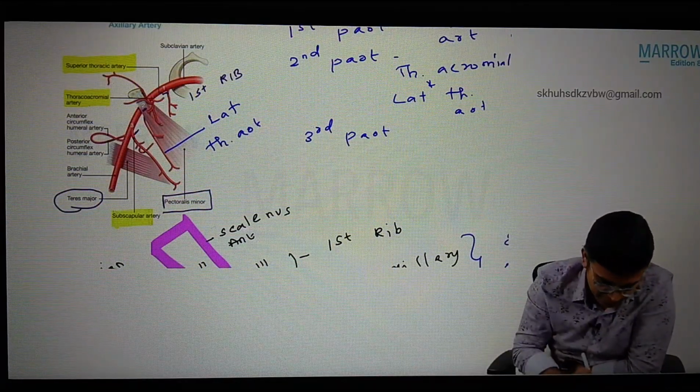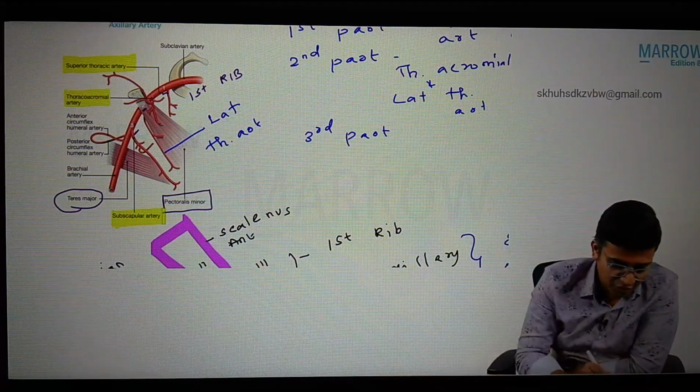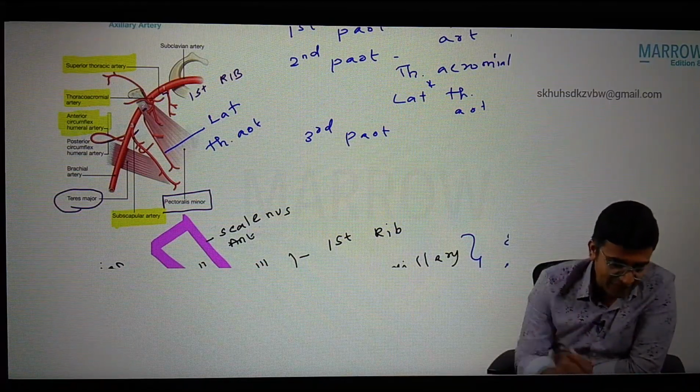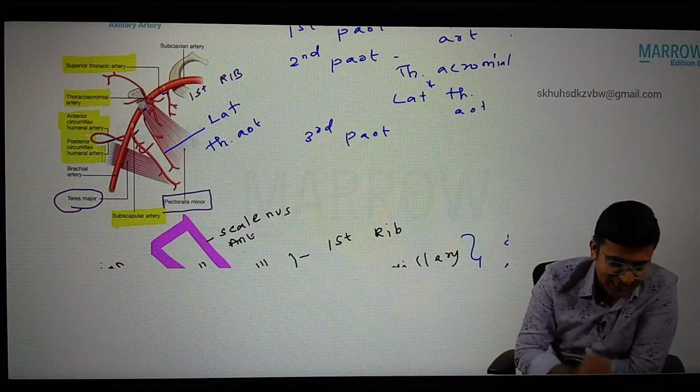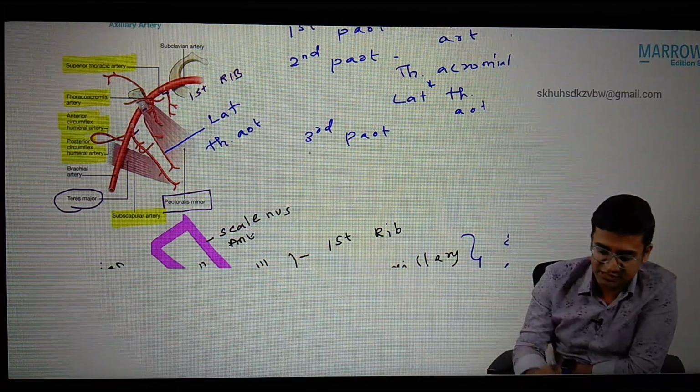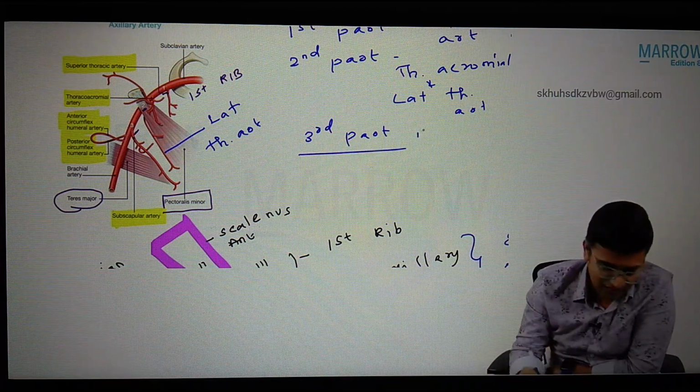Subscapular artery, and two circumflex arteries in the front side and the back side: anterior circumflex humeral and posterior circumflex humeral. They wind around the humerus bone, so they are called circumflex arteries. So the third part gives three branches.